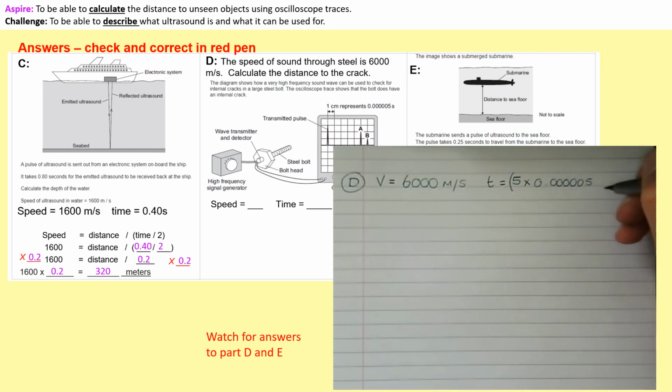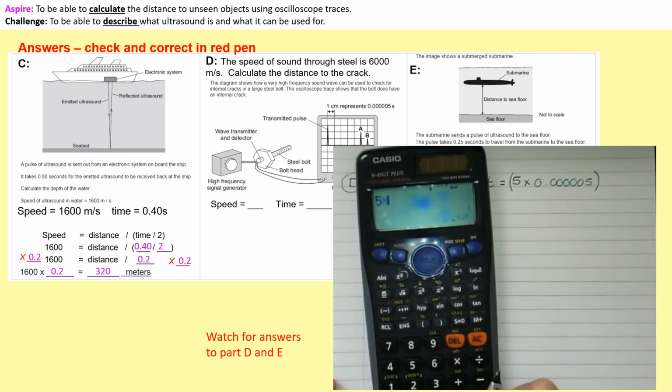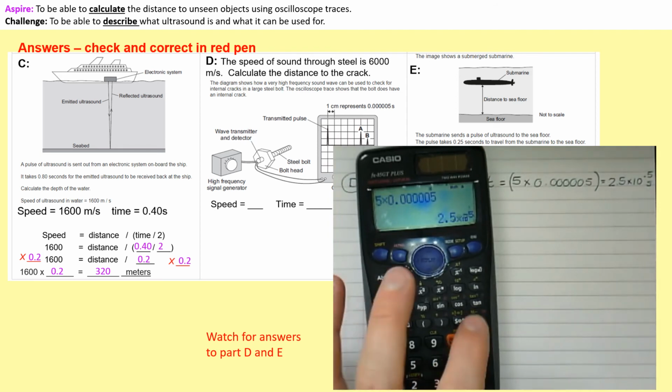0.000005 on there. Okay, and if we do that, that's going to give us our time. So if we just do that one now, so 5 times 0.000005 equals, press SD, 2.5 times 10 to the minus 5 seconds.